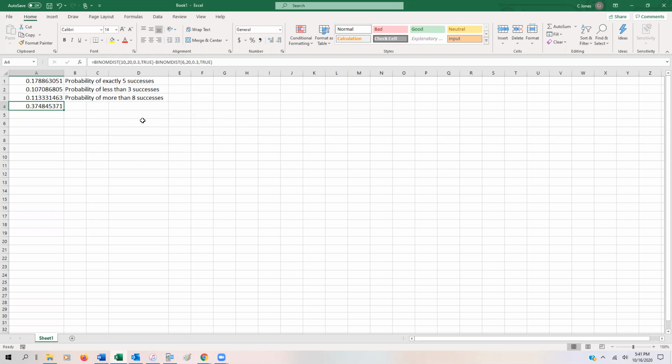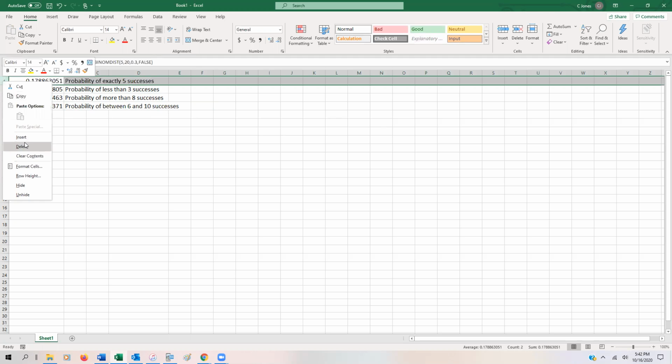And again, if you wanted to, you could figure that out by just finding out 6, 7, 8, 9, 10 and adding them up, but that would be pretty painful. Okay, so I'm just going to copy this so I don't have to type it again. This is the probability of between 6 and 10 successes. Right? All right. So hopefully this helps you to show you how to use the binomial distribution in Excel.